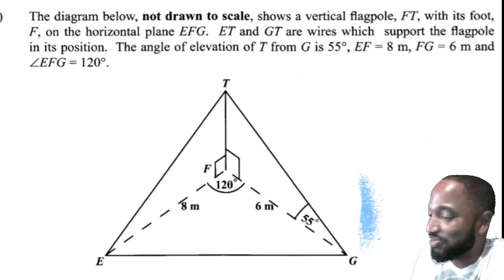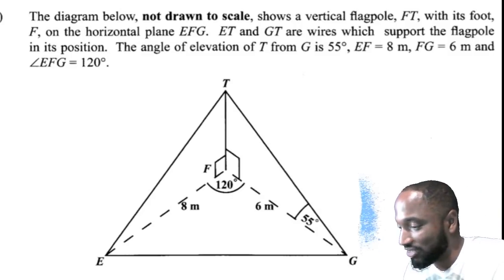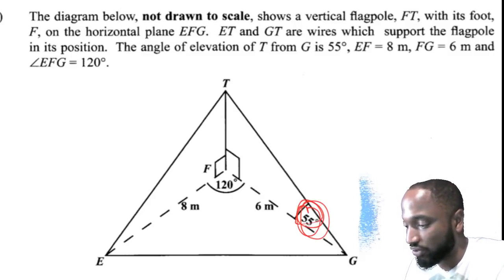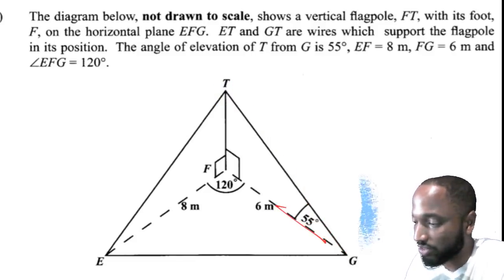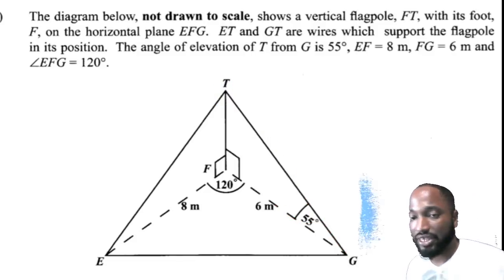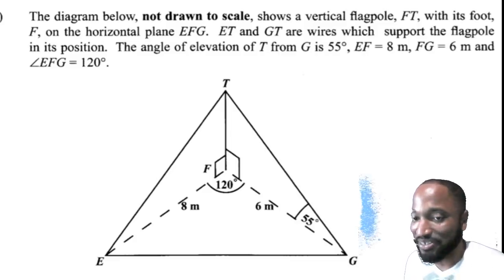The angle of elevation of T from G is 55, and they wrote it in for you. Angle of elevation is taken with the horizontal. EF is equal to 8.